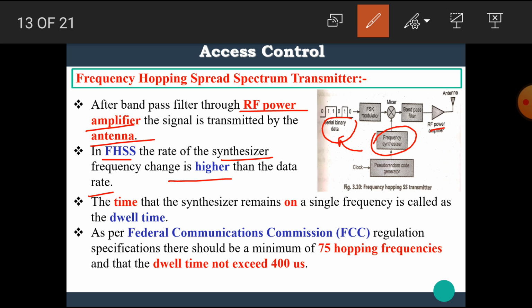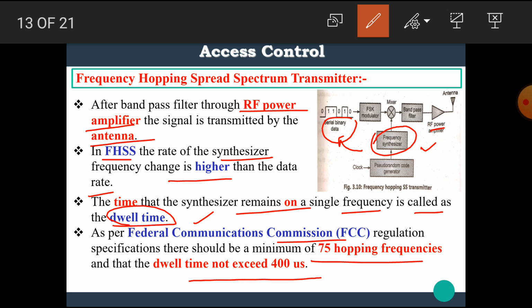The time that the synthesizer remains on a single frequency is called the dwell time, or in short we can say that the time for which the frequency synthesizer remains on a single frequency is known as the dwell time. As per Federal Communications Commission, that means FCC, regulations, there should be a minimum of 75 hopping frequencies and the dwell time should not exceed 400 microseconds.